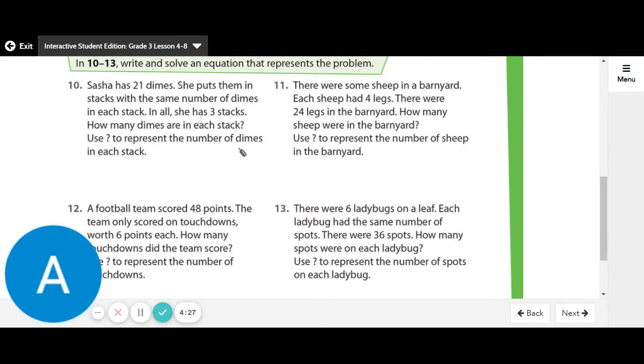Number 10. We want to write and solve an equation that represents the problem. So Sarah has 21 dimes. She puts them in stacks with the same number of dimes in each stack. And all she has is 3 stacks. How many dimes are in each stack?